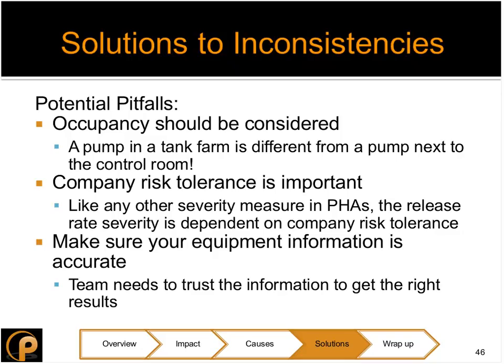And I guess the last pitfall here is if the team has the wrong information, it's easy to come up with the wrong conclusions from charts like this. They also need to very much trust the information. If it seems way out there, it's going to be harder to convince the team to use these values as their severity. So make sure your equipment information is correct with something like a PSI database, and give the team what they need, the foundation, to calculate the release rates.